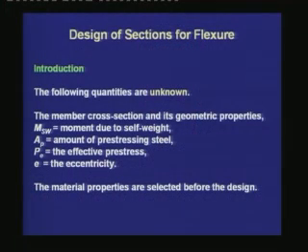Next, the quantities that are unknown to us are, first, the type of the section and the properties of the section. Second, the moment due to self weight, and we also do not know the area of the prestressing steel, which is denoted as AP, then the effective prestress PE, and the eccentricity E. The material properties are selected before the design.